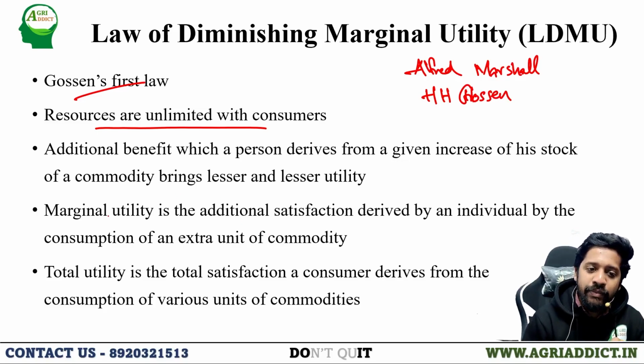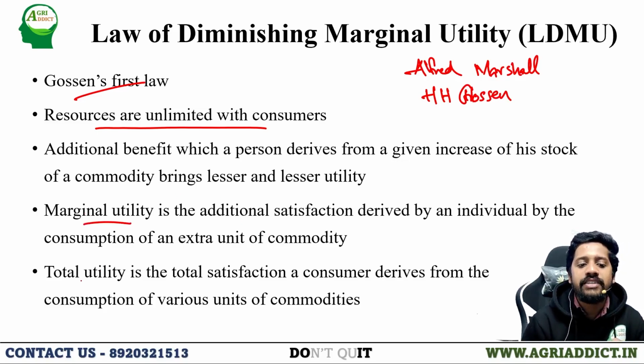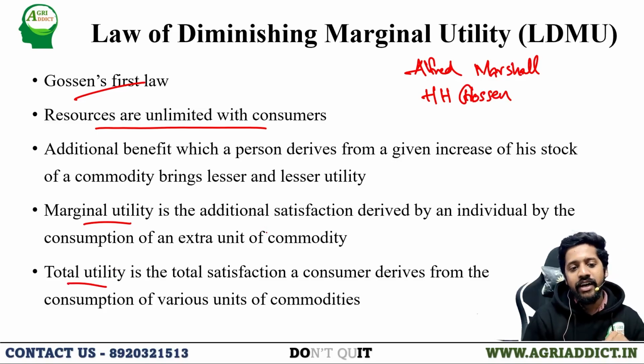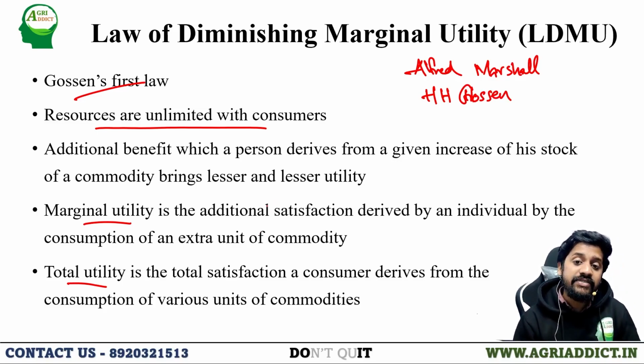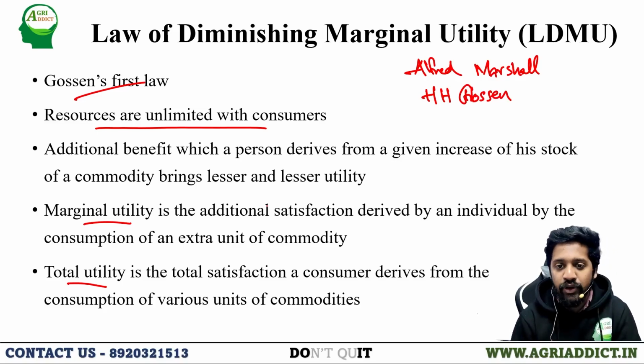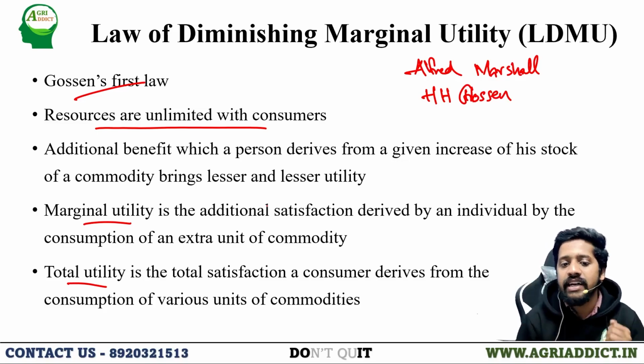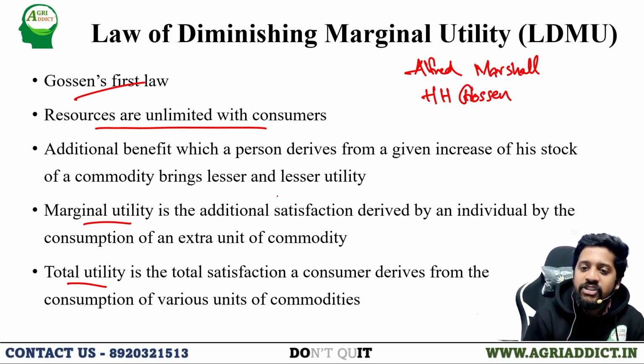So there are two important terms here. First one is marginal utility, and second one is total utility. What is marginal utility? Marginal utility is nothing but the additional satisfaction derived by an individual by consumption of an extra unit of a commodity. Let me consume the first commodity first, and what is the additional satisfaction when I am consuming the second Tetra Pak? What was the additional satisfaction I derived from consuming that additional quantity? That is given by marginal utility.